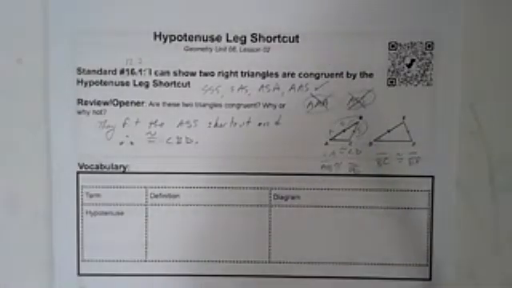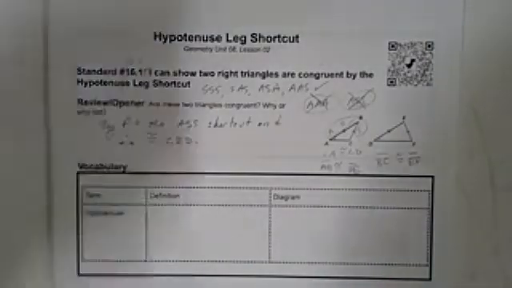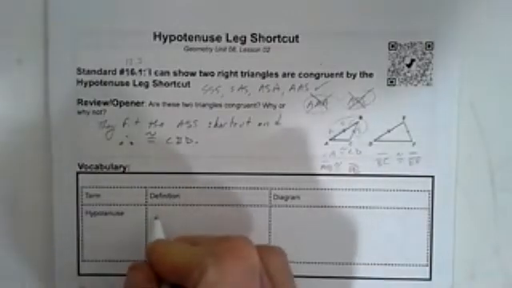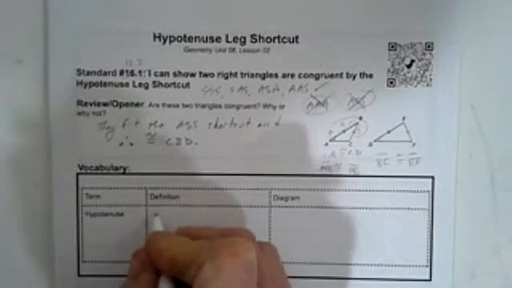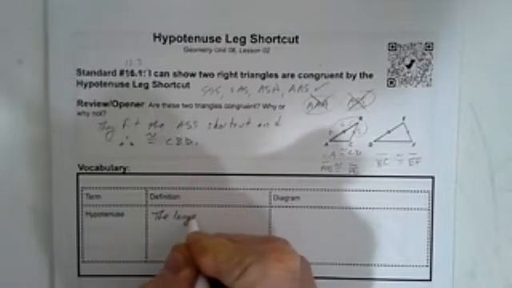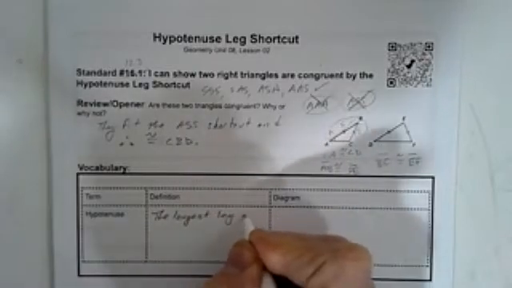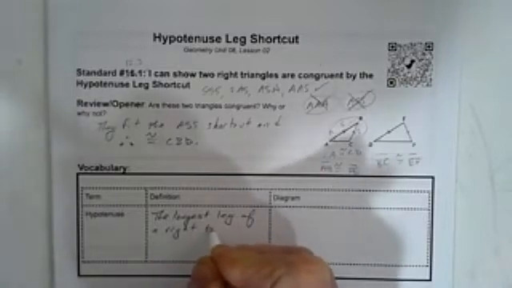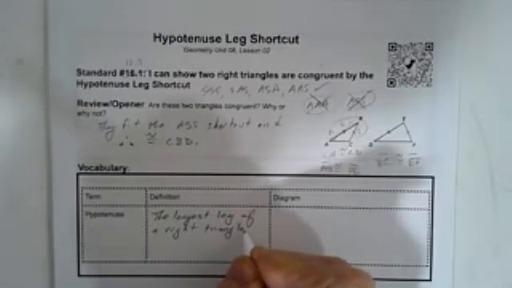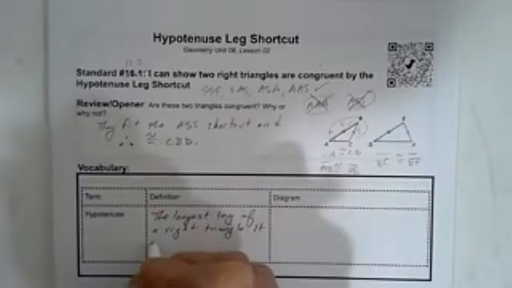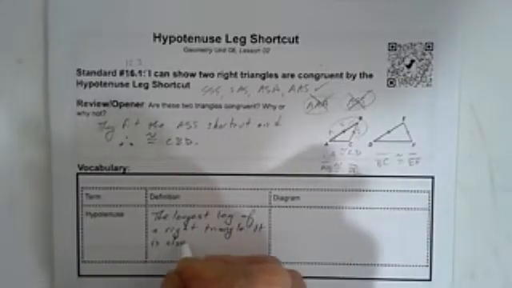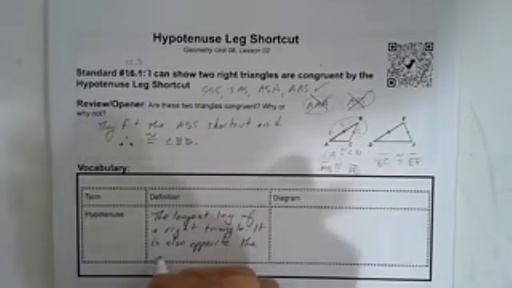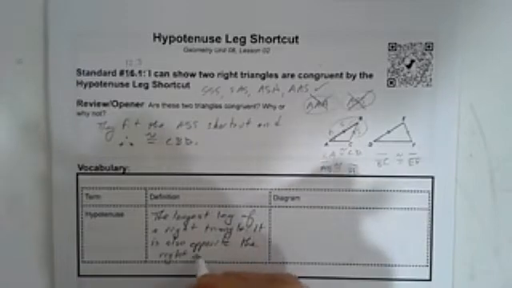Okay, let's go ahead and jump into the notes here. For our vocabulary for today, we've got hypotenuse. Now, the hypotenuse, the definition, as some of you probably remember, is the longest leg of a right triangle. It is also opposite the right angle.